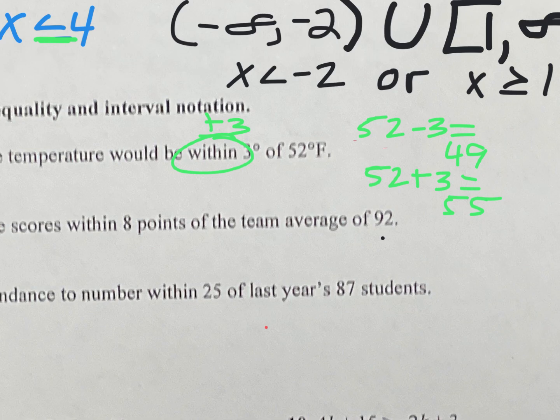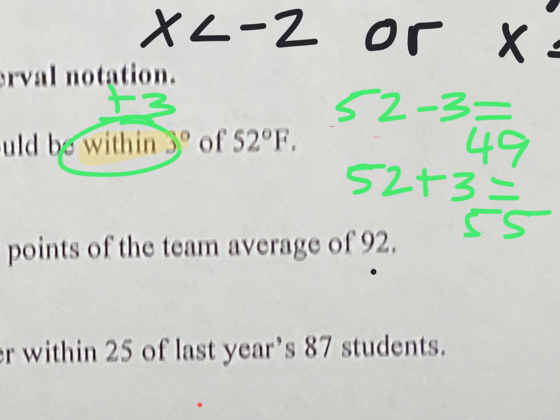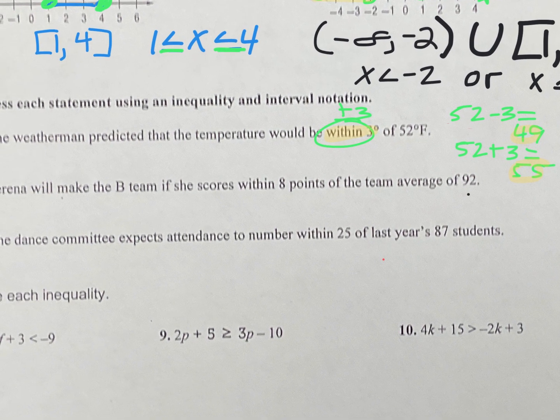And you could reasonably debate whether within includes, like, whether it's equal to or not. Some people would say within means in between them, so it doesn't include them. I'm not trying to test you over tricky stuff. As long as it's written correctly, I'm not going to be too stressed about whether you decide to include the equal to or not. I personally think when it says within, that does include 49 and 55, but that's just my interpretation. I'm not going to be very picky about that Thursday.